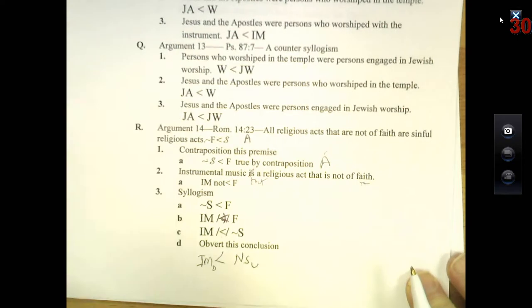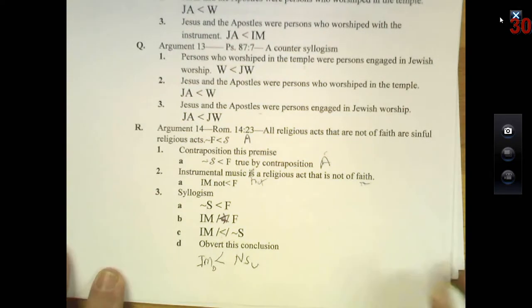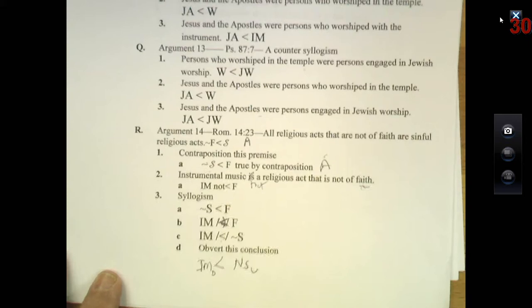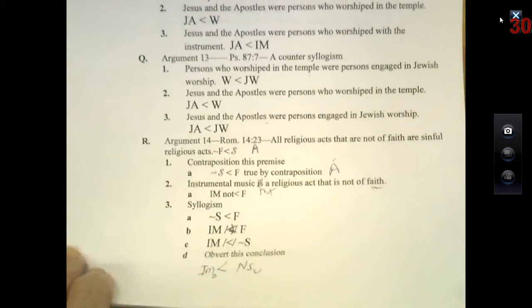Now I really think that this is one of the statements he made on the radio. He was against instrumental music, but he made the statement that it is a non-sinful act, and called it a syllogism. So that's kind of what I want you to do. Let's look at some others here.